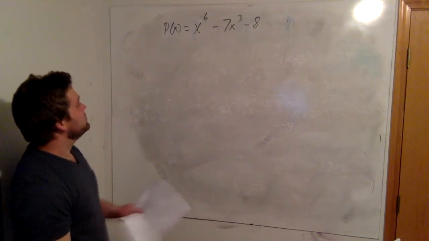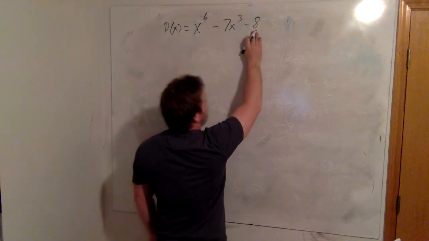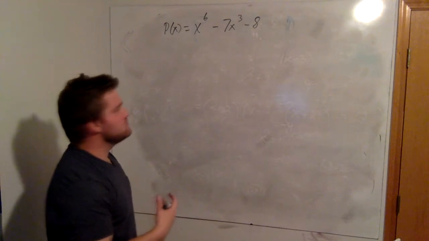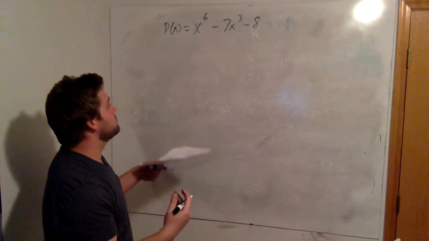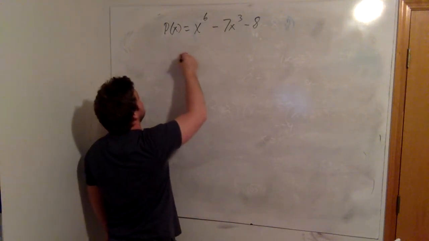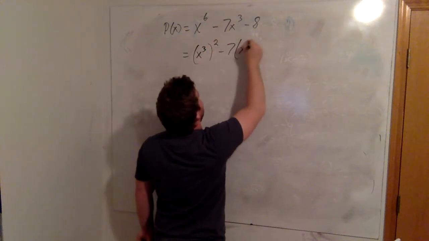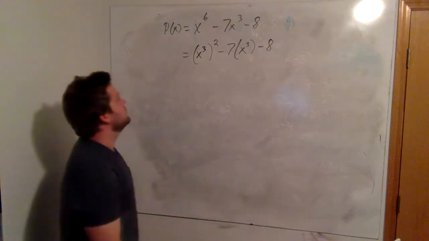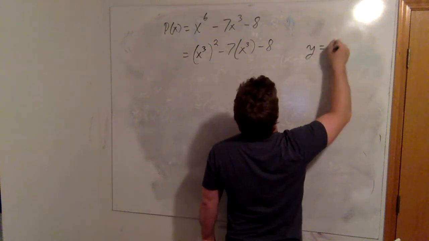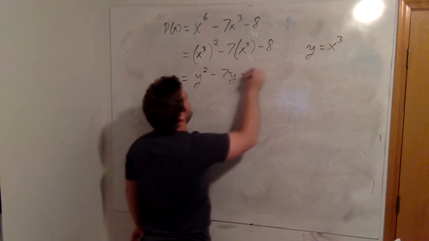Okay, here we go. So the first thing I'm going to notice with this problem, you could go ahead and jump straight to synthetic division if you wanted to, but maybe using synthetic division will be faster for this problem, but what I'm really noticing here is that this is a difference of squares pattern. Notice that this is equivalent to x cubed squared minus 7x cubed minus 8. So let's go ahead and let y equal x cubed. So this is the same thing as y squared minus 7y minus 8.